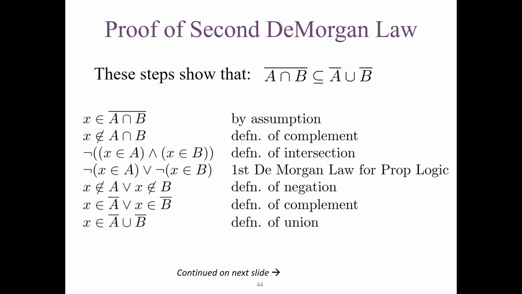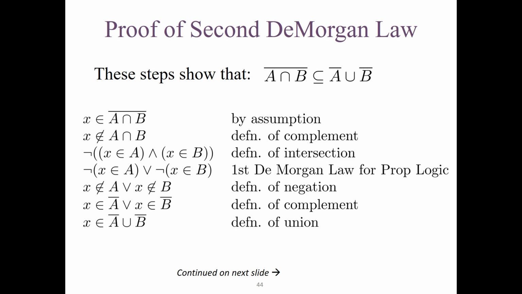Next, we can rewrite this propositional logic by De Morgan's law, because we have a not in front of the parentheses. So we put the not inside the parentheses: not x in A, and change the intersection to union. So now we have x not in the set A, or x not in the set B. If x is not in A or x is not in B, then we can say x in A bar or x in B bar, because once it is not in A, it will be in its complement. So x is in the complement of A.